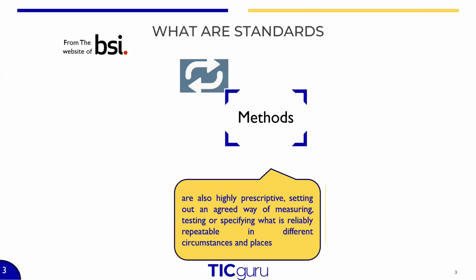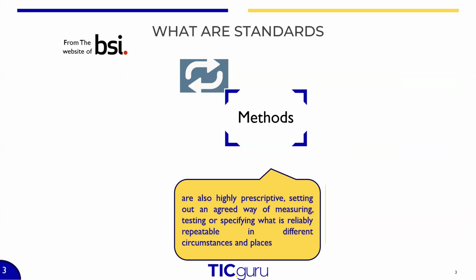So, one way to categorize standards is according to the function they need to perform, like specification, which can be highly prescriptive, setting out detailed and absolute requirements. A common use for such standards is product safety or for other applications where a high degree of certainty and assurance is required by its user community. So, the most commonly used type is often called a standard method. These are highly prescriptive documents setting out an agreed way of measuring or testing or specifying what is reliably repeatable in different circumstances and places, wherever it needs to be applied.